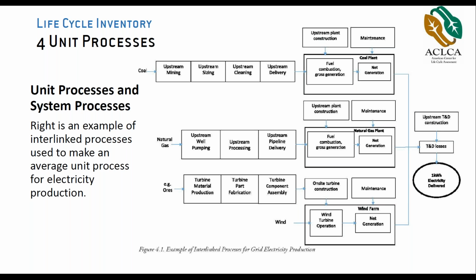The next chapter, as we see here in this example, shows how unit processes can be combined to make another unit process. So it's a little bit like the Russian dolls. You can build up levels of information and repackage them into unit processes that can be very useful in the LCA process. Here we see the example of electricity production from coal, natural gas, and wind energy.